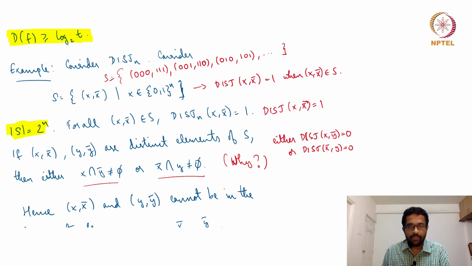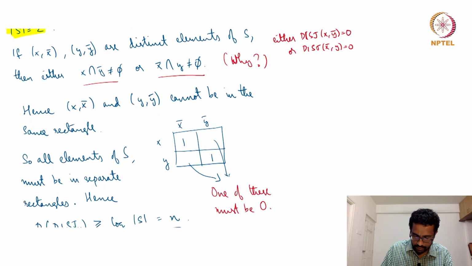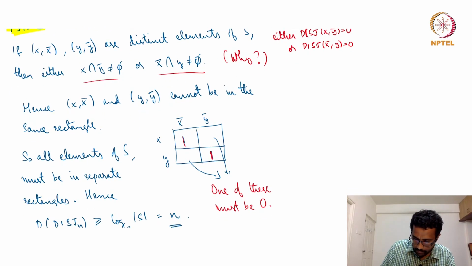If X complement and Y complement go to the same leaf, then X Y complement and X complement Y also must go to the same leaf. But then we know that X complement and Y complement are 1 entries, right? As I have drawn here, X complement is 1, Y complement is 1. But we know that at least one of the other entries, X Y complement or X complement Y, must be 0. So they cannot be part of the same monochromatic rectangle.